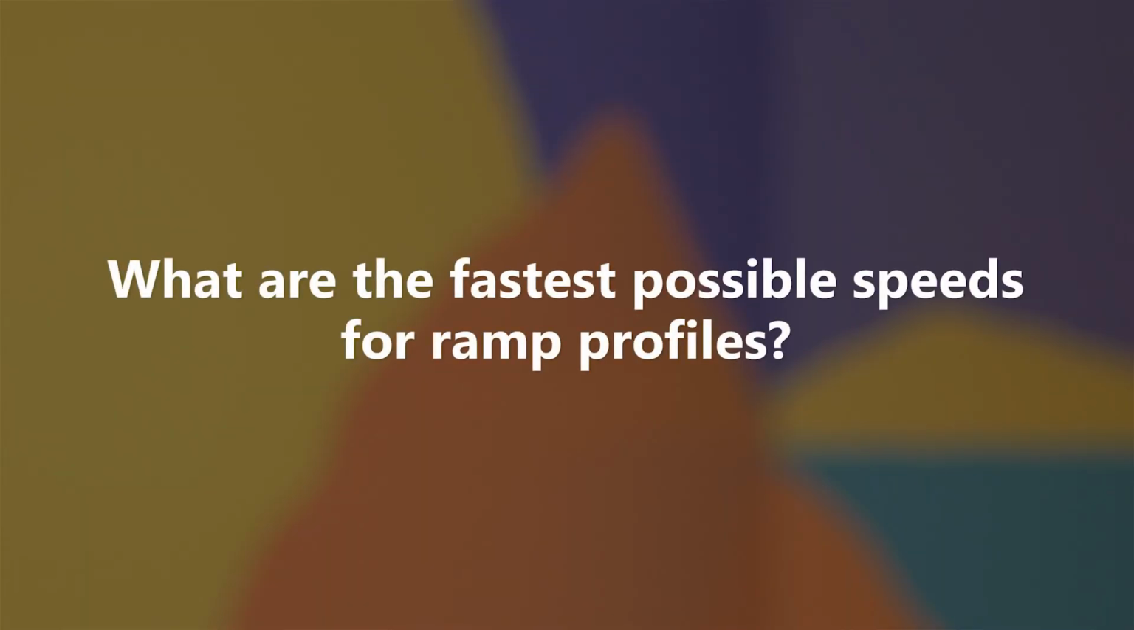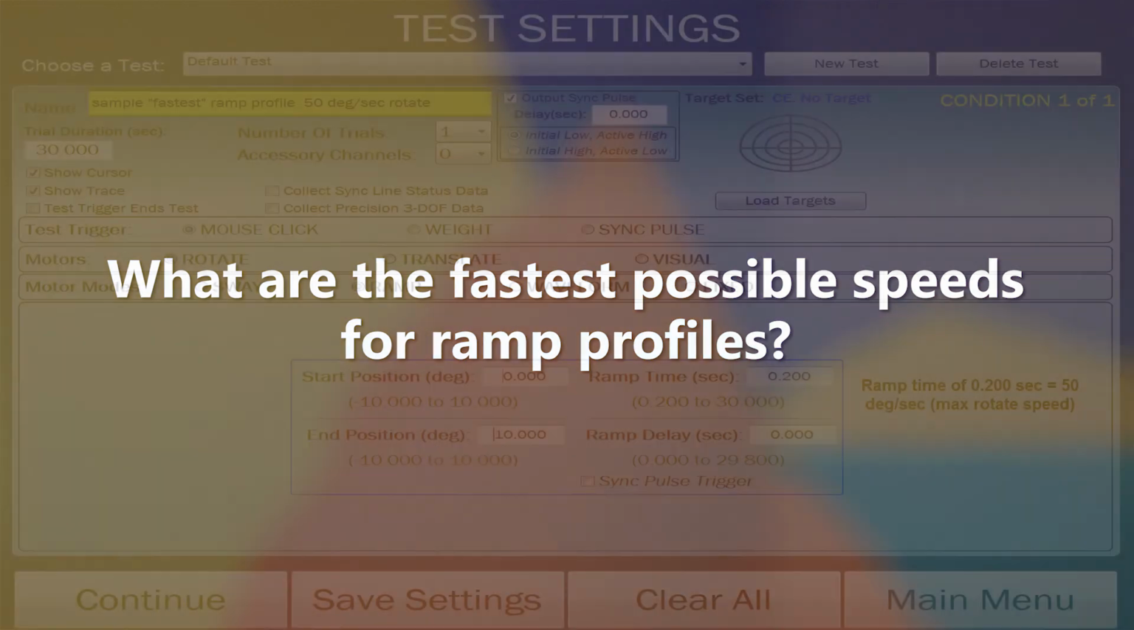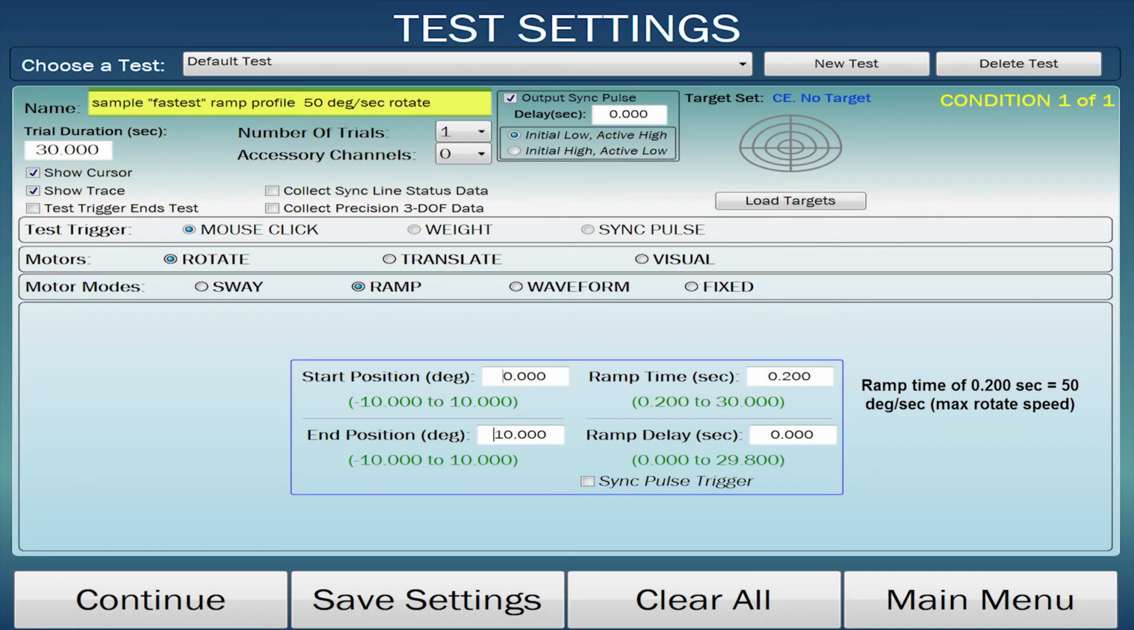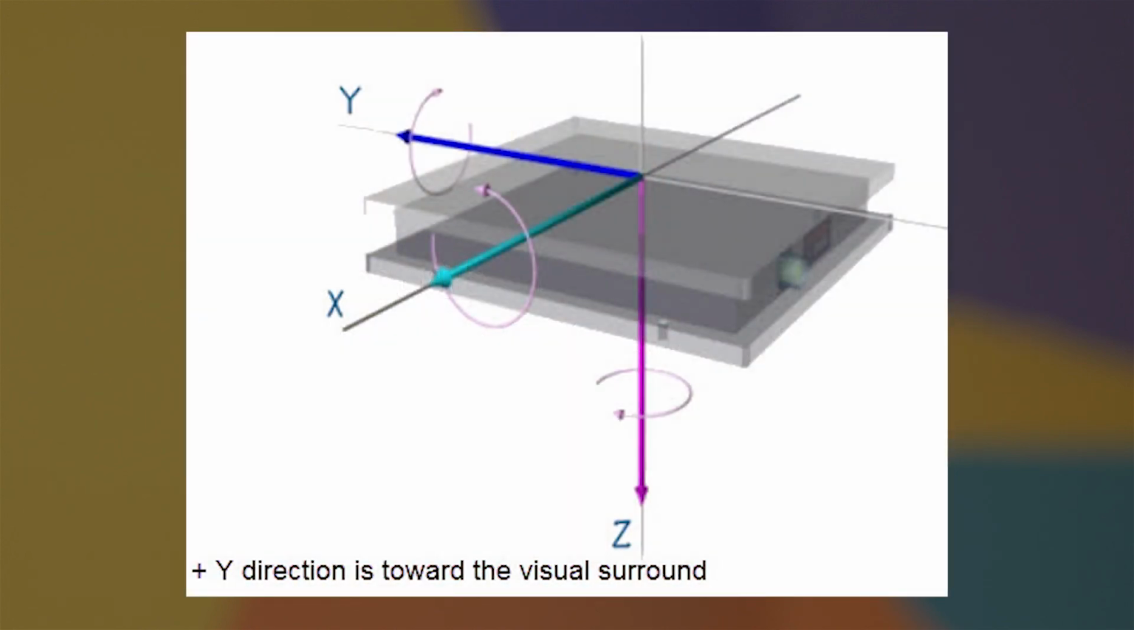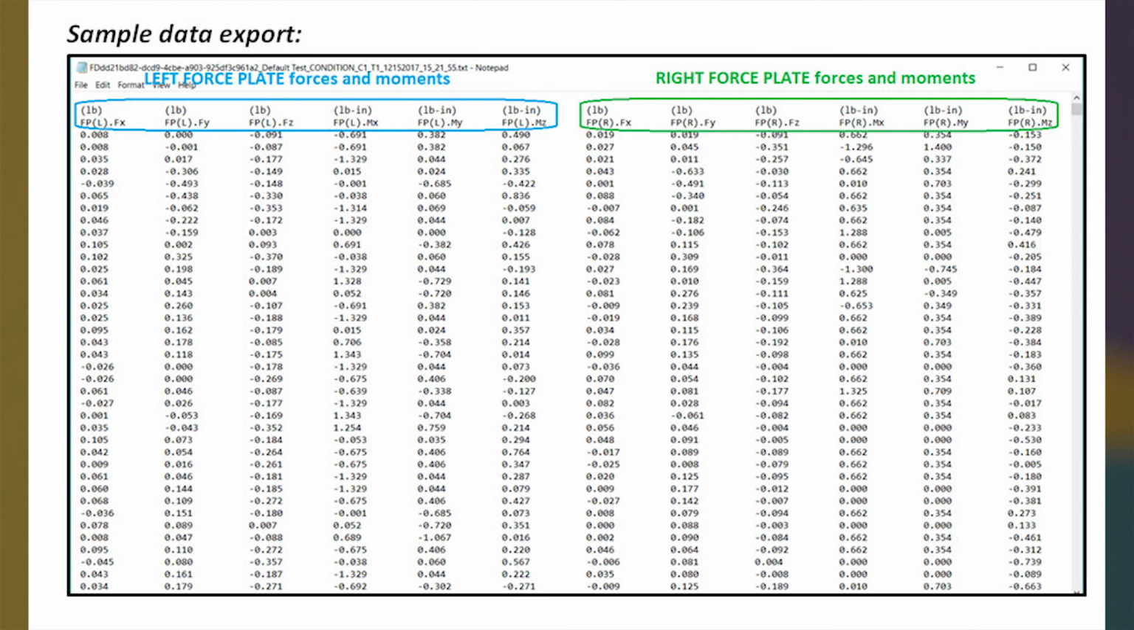What are the fastest possible speeds for ramp profiles? The fastest speeds are 50 degrees per second for rotate, 15 centimeters per second for translate, and 15 degrees per second for visual. Please describe the measurements provided by the CRS Amti force plate. The CRS system data provides 2 sets of independent 6 degrees of freedom, DOF, measurements reporting forces Fx, Fy, Fz, and moments Mx, My, Mz.